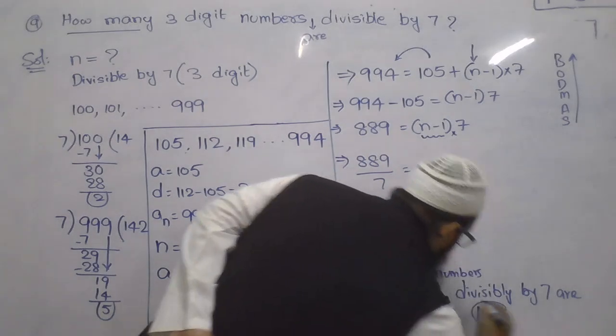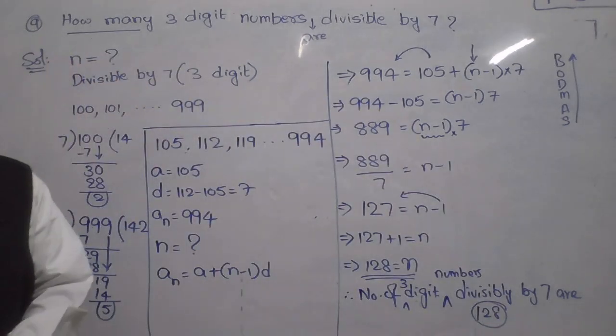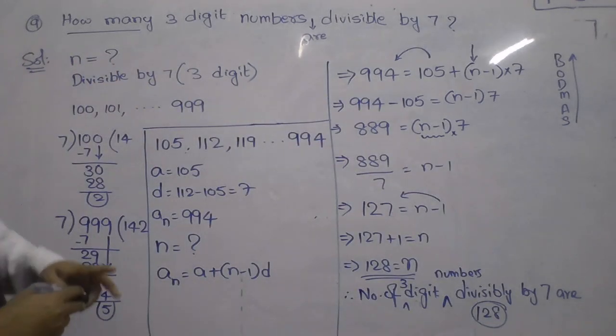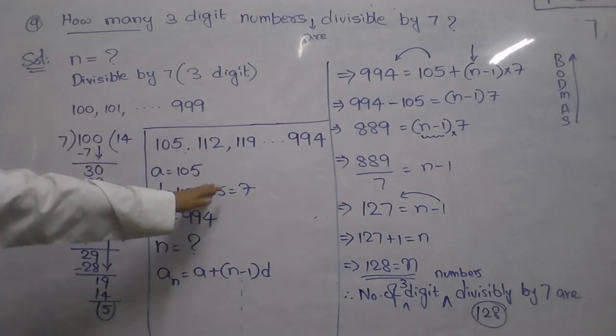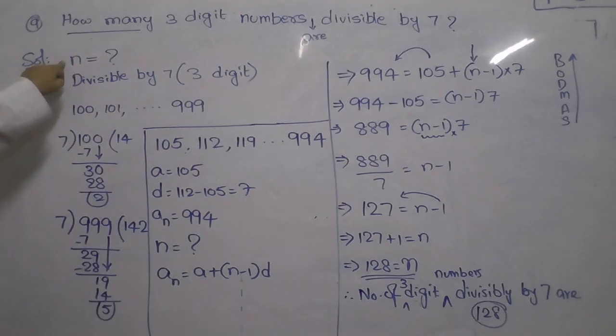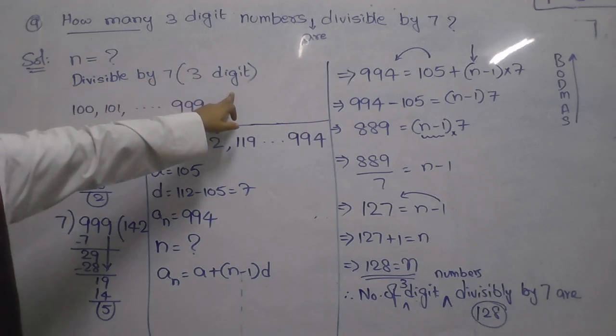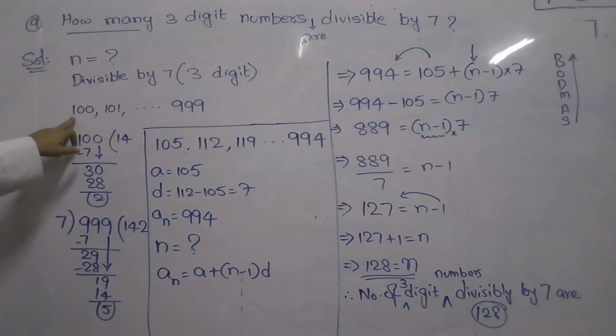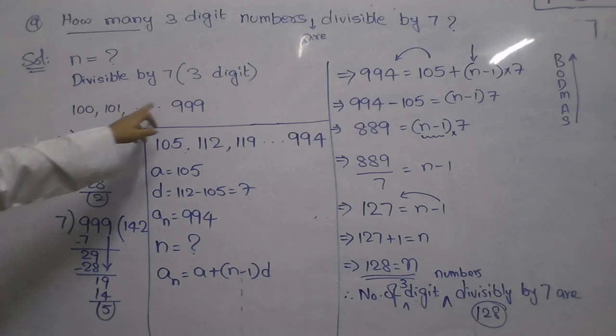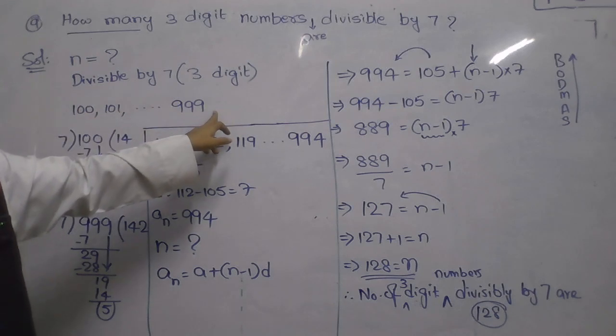128. Understood, my dear students? Very, very simple. You see, did I start directly from here? No, I have started from here. You have to find how many. How many means n. And what to find? Divisible by 7. That means 3-digit numbers. So 3-digit numbers start from 100, 101, 102, 103, and so on till 999.